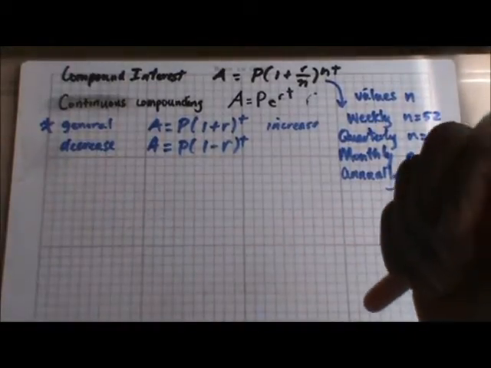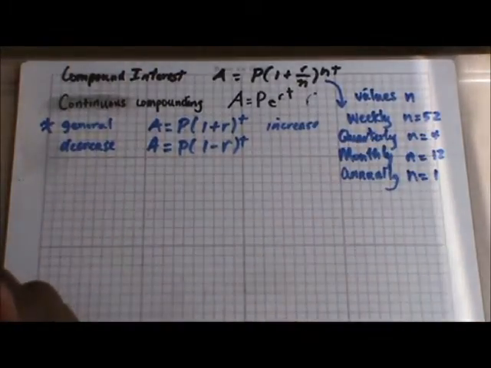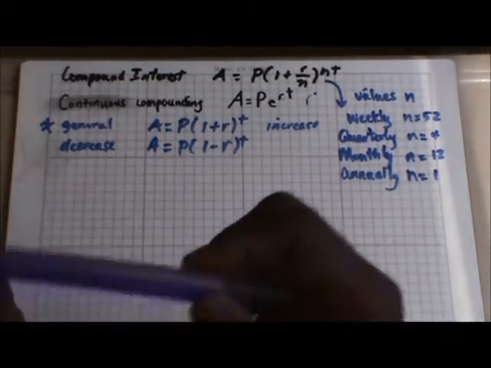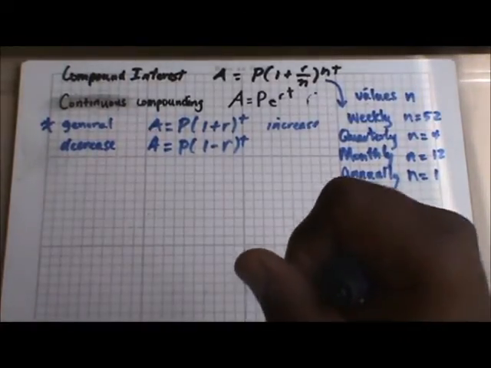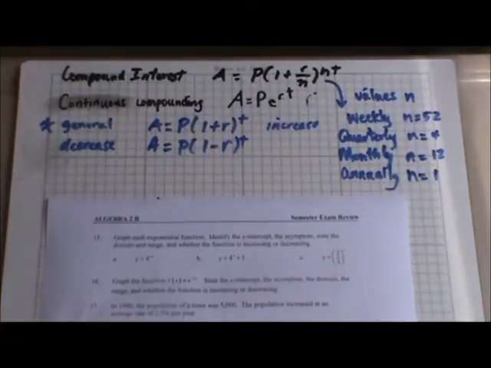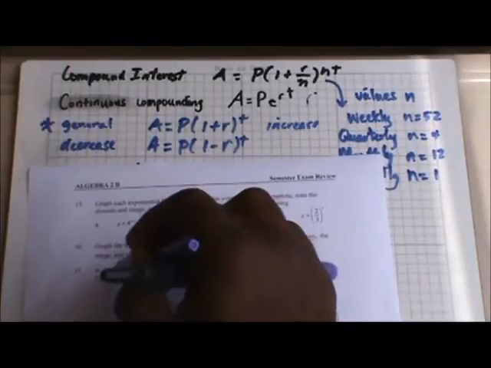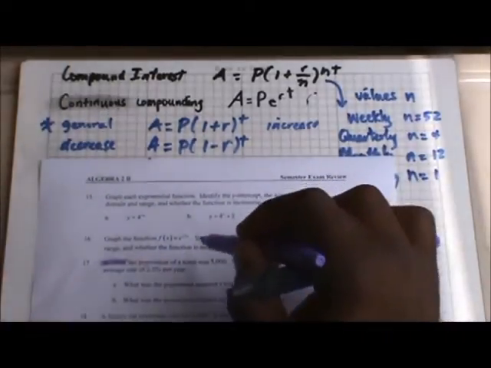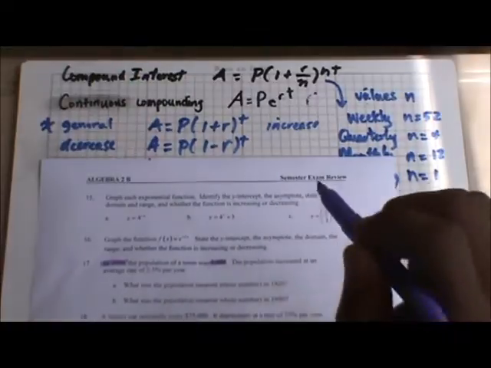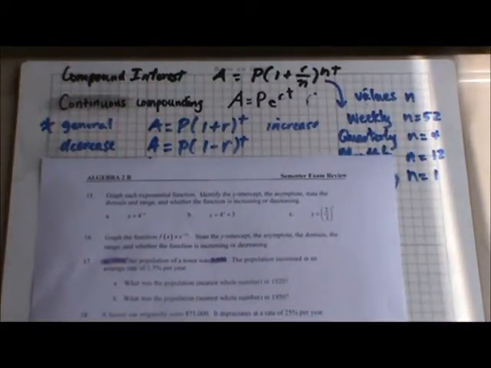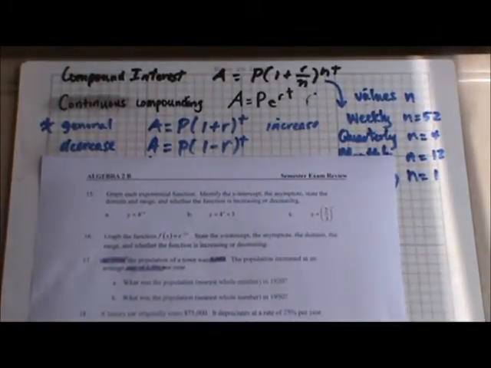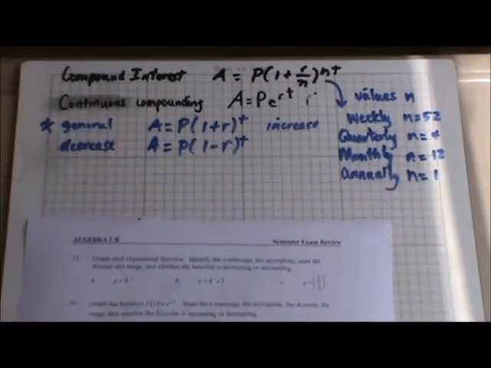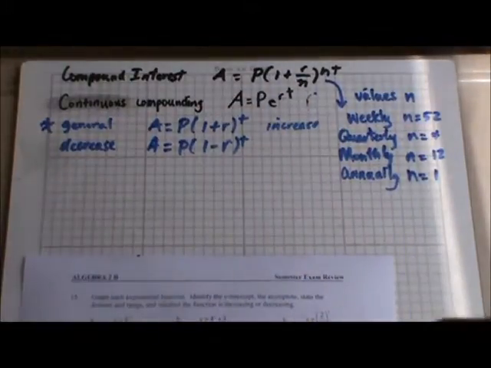Number 17 says, in 1990, the population of a town was 5,000. The population increased at a rate of 2.5% per year. When we're doing these problems, we want to pull out the important information. 1900 is when it started. The population of the town was 5,000, and the rate of increase is 2.5%.